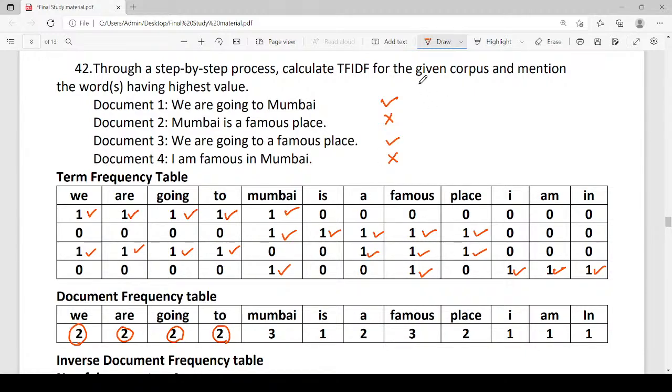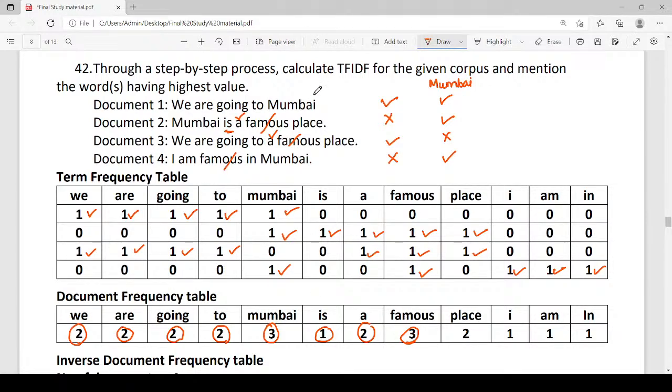If you see the word Mumbai, how do you calculate the document frequency here? It is there, it is there, it is not there, it is there. So 1, 2, 3, and that is how you arrive at 3. Now the next one is only there in the second document and hence it is 1. Is there in the second and the third document, hence 2. Famous is there in document 2, 3 and 4, hence this is 3.